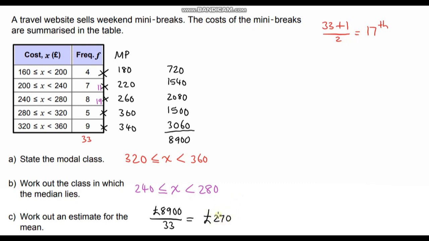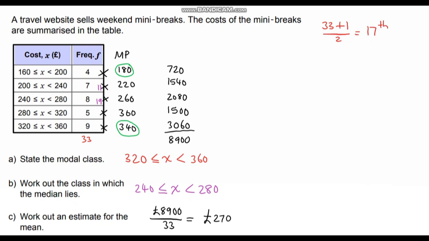£270. And again, let's dummy check our answer. So our answer should be between the minimum price of a mini break and the maximum price of a mini break, which we said was, the minimum we said was 180, the maximum was 340, and luckily for us, our answer fits nicely in between these two values.